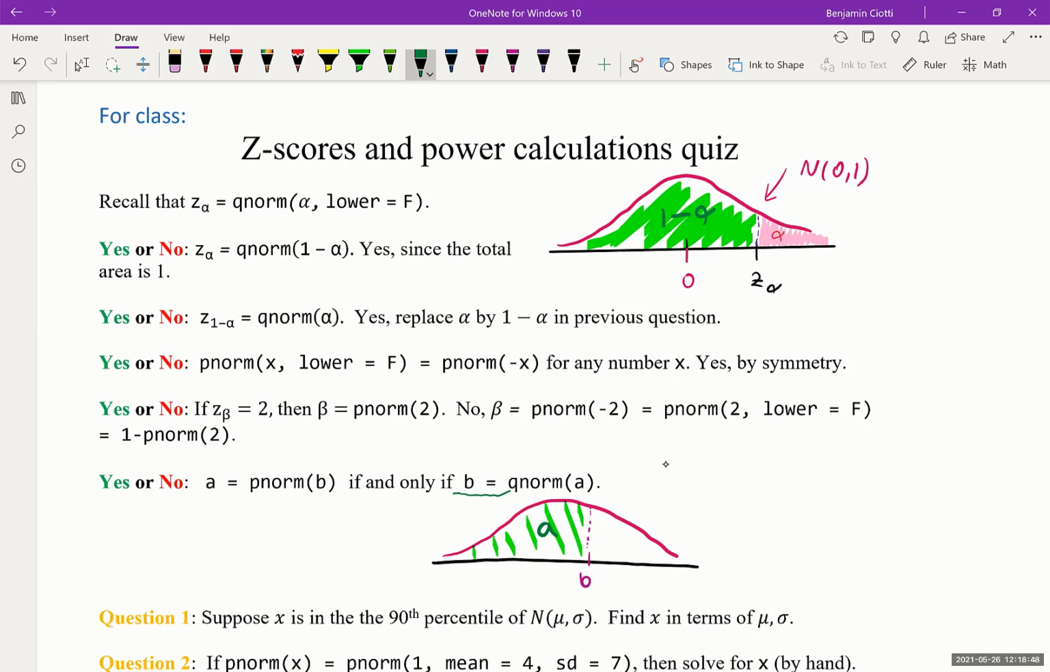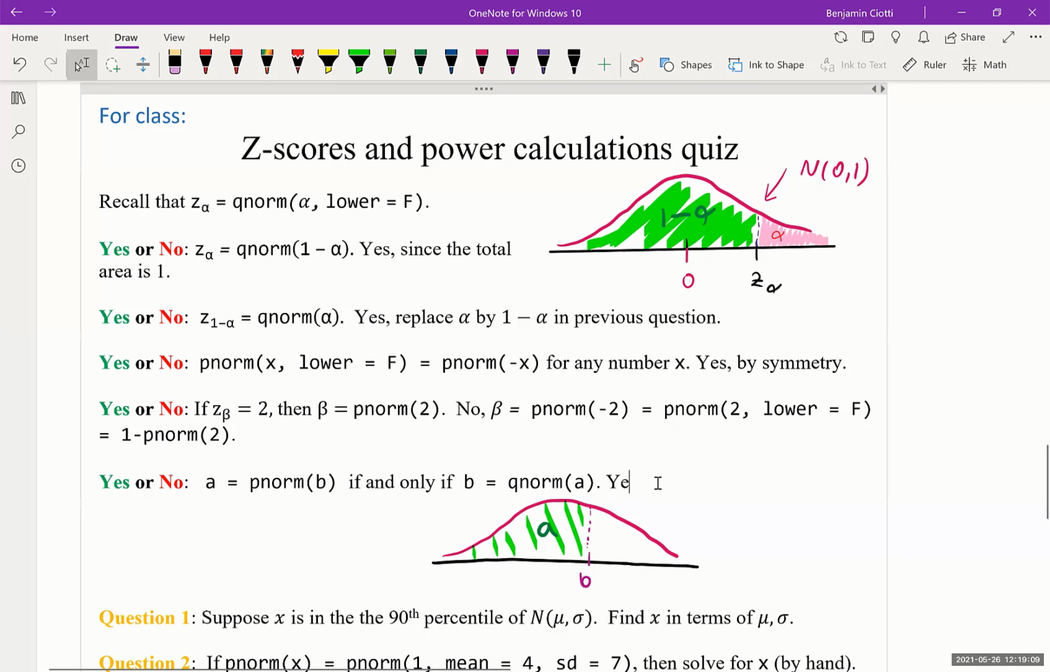Well, is B equal to the quantile, the A quantile? Yeah, it's the X value that has area A to the left. And similarly, going the other direction. So yeah, this is a true statement. So in other words, what would we say P norm and Q norm are? Inverses? Yeah, they're inverses. P norm and Q norm are inverses.